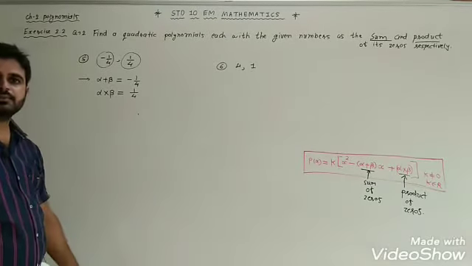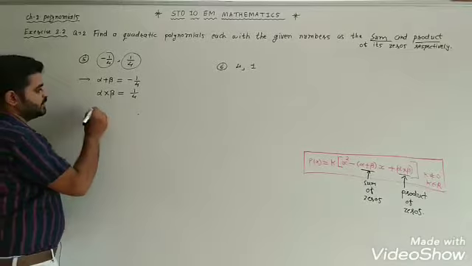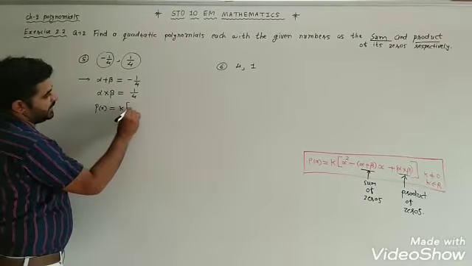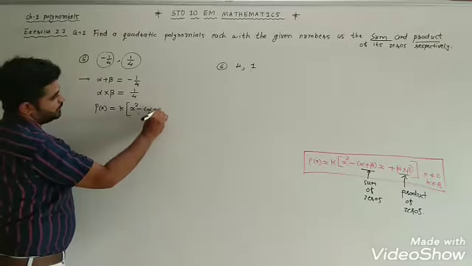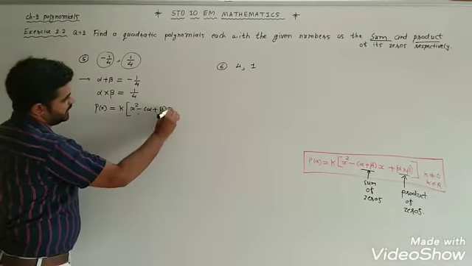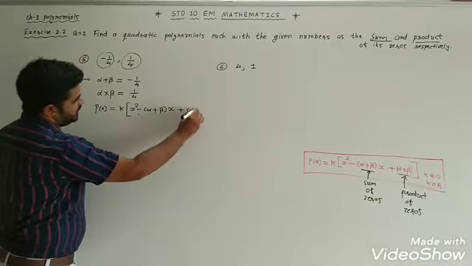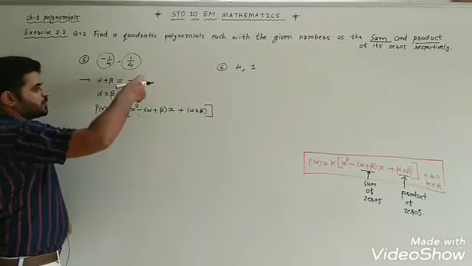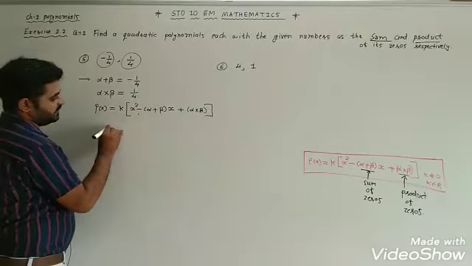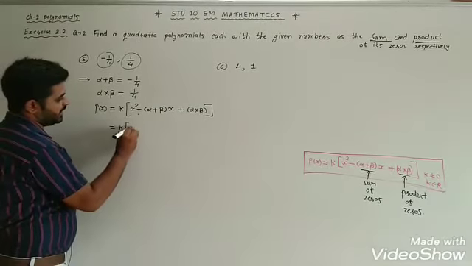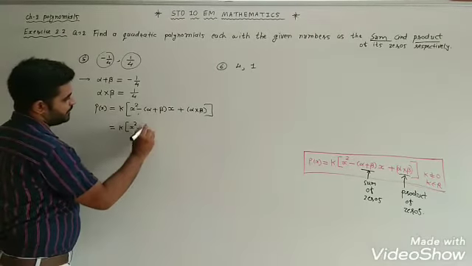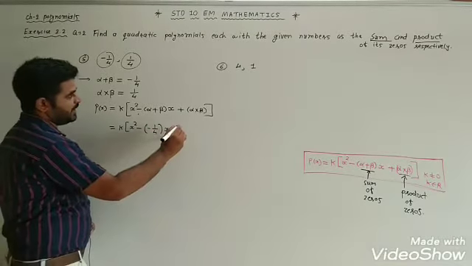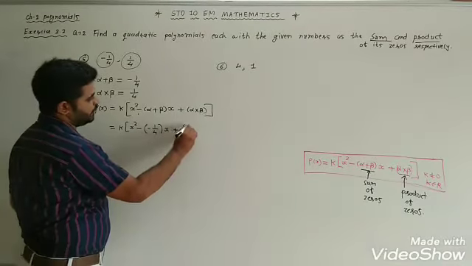Now we have to find the quadratic polynomial. So the quadratic polynomial p of x is equal to k into bracket x square minus sum of zeros, bracket over, into x plus product of zeros. Okay, now put these 2 values in this formula, then we have k into bracket x square minus alpha plus beta, we have minus 1 by 4, into x plus alpha into beta, we have 1 by 4.